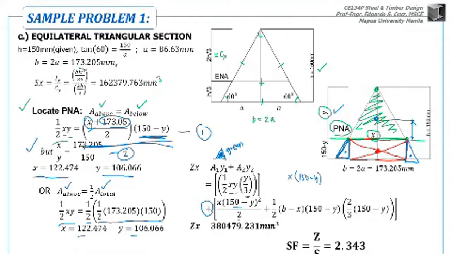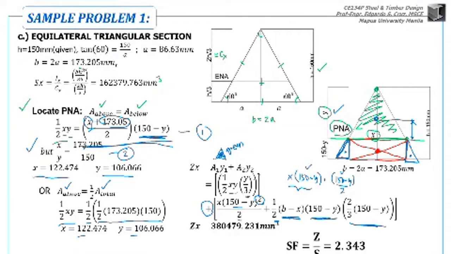So yan yung area ng red rectangle. Tapos ang centroid niya is (150 minus y) over 2. So ito yung area, ito yung distance. So since dalawa yung 150 minus y, kaya siya naka-square dito. Sinimplify ko na siya. Okay, tapos yung dalawang triangle sa dalawang gilid. So the area is 1/2 the base, ito yung base ng dalawang triangle na blue. Dalawang triangle na yan kasi b minus x. Tapos ito yung height ng triangle na blue. Tapos ito yung distance ng triangle na blue measured from the PNA, 2/3 of 150 minus y.